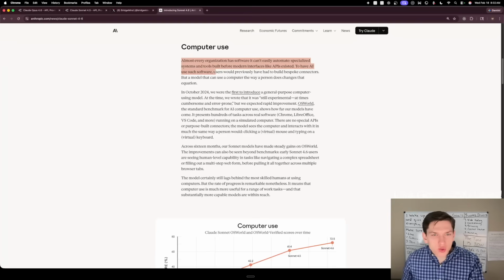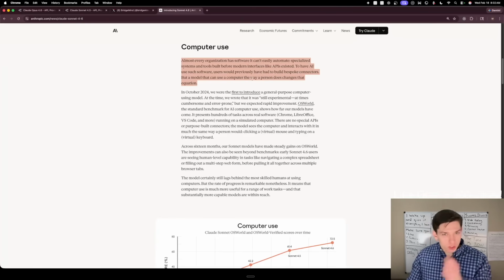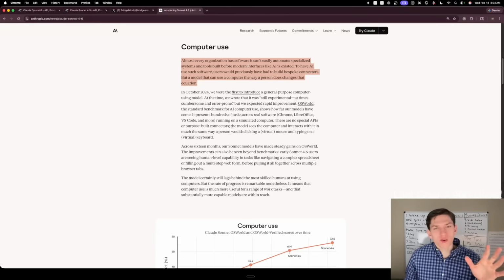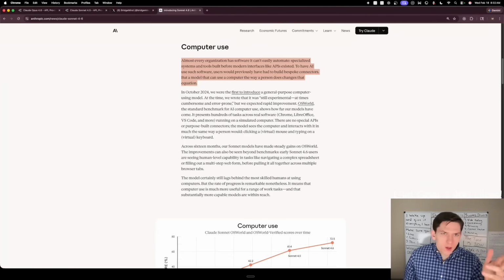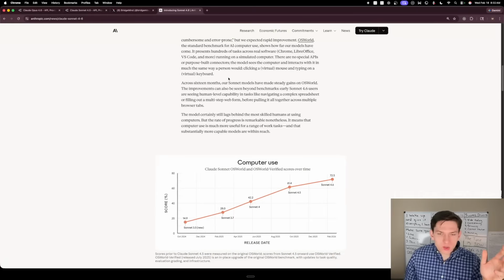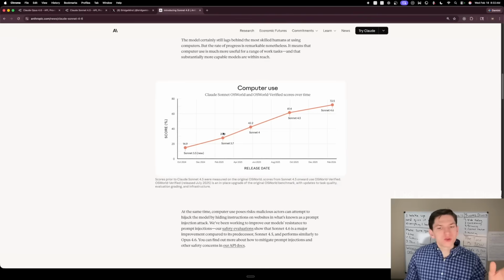To have AI use software, users would previously have had to build bespoke connectors, but a model that can use a computer the way a person does changes that equation. So this is something that I've talked about previously on live streams and in my channel, is just the fact that, hey, computer use is coming. That's the reason that I think OpenClaw is such a big deal, is that computer use is going to become a much bigger deal in the future. You're going to have isolated environments, and these AI agents are going to be using these computers.